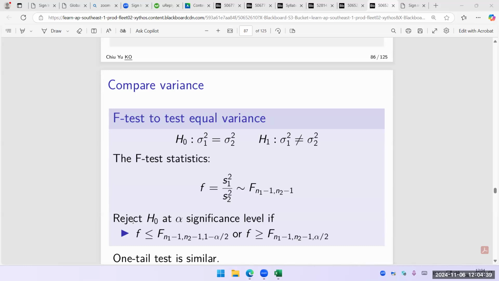If you can't reject the null hypothesis, you can do the t-test to see whether the means are the same or not. That's how you decide on the assumption of whether the variances are equal or not.